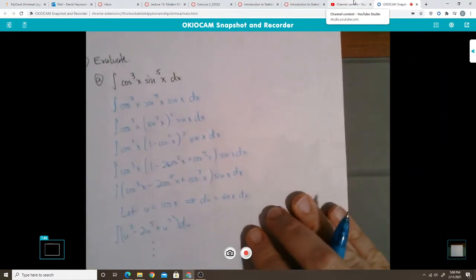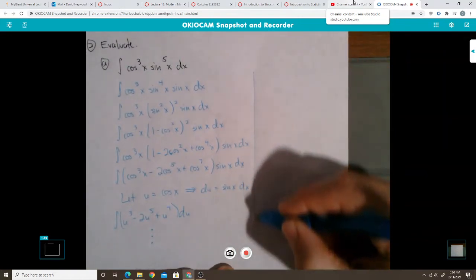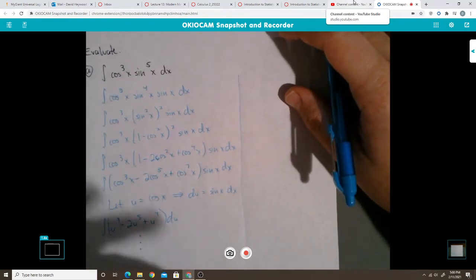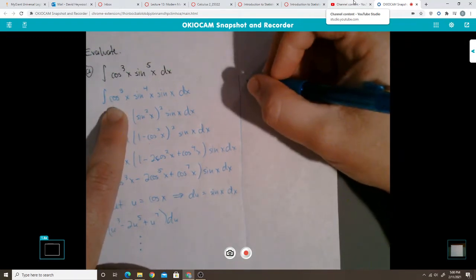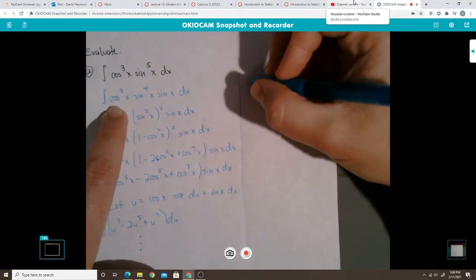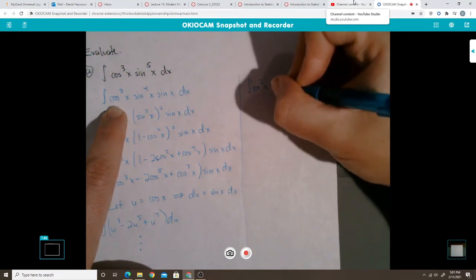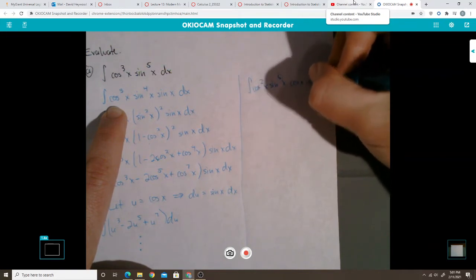What I do want to show you maybe is that if we had made a different choice, this would have gone a little bit easier for us. I wanted to pick on the sine because the next one I'm going to do cosine, but let me just show you. If we had chosen to peel off a cosine, then we would have had cosine squared x sine to the 5th x and then a cosine x dx.